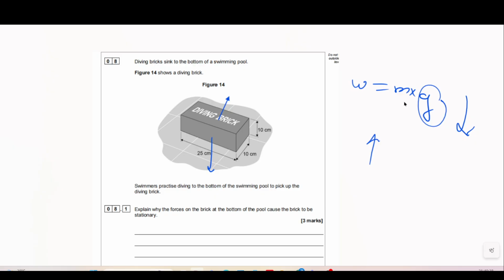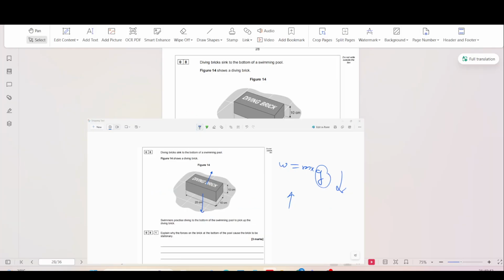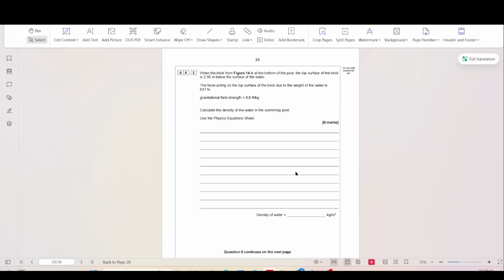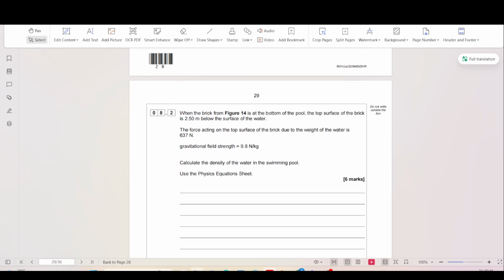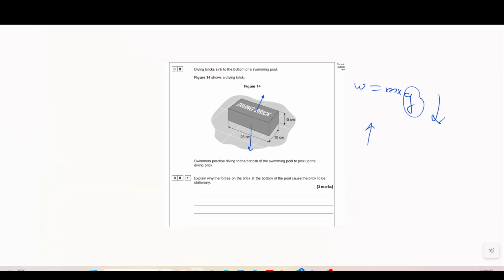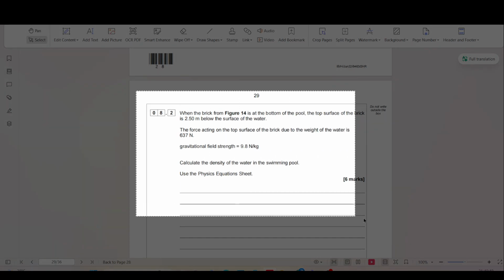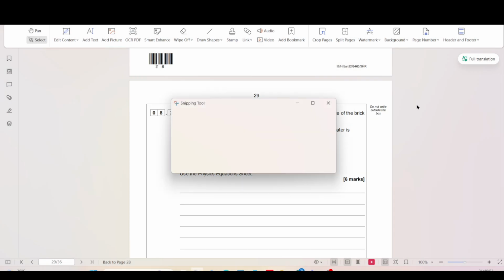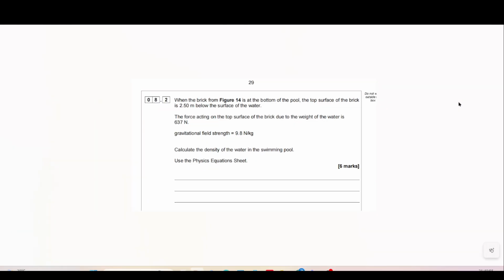When the brick from figure 14 is at the bottom of the pool, the top surface of the brick is 2.5 meters below the surface. The force acting on the top surface of the brick due to the weight of the water is 637 newtons. Gravitational field strength. Calculate density.